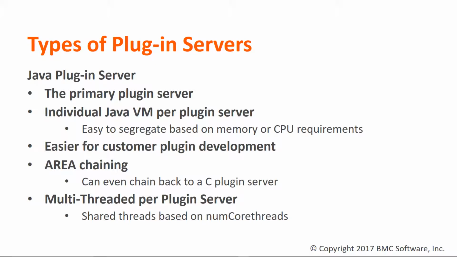The second type of plugin server is a Java plugin server, and this is now the primary plugin server that we use. The bulk of the plugins that are used and delivered with our out-of-the-box products are run inside the first Java plugin server. It's easy to set up multiple Java plugin servers, and each individual Java plugin server will have its own Java virtual machine, so it's easier to segregate your work across multiple plugin servers. And because it's Java, it's generally easier for customers to write their own plugins than it was for customers to write a C plugin.